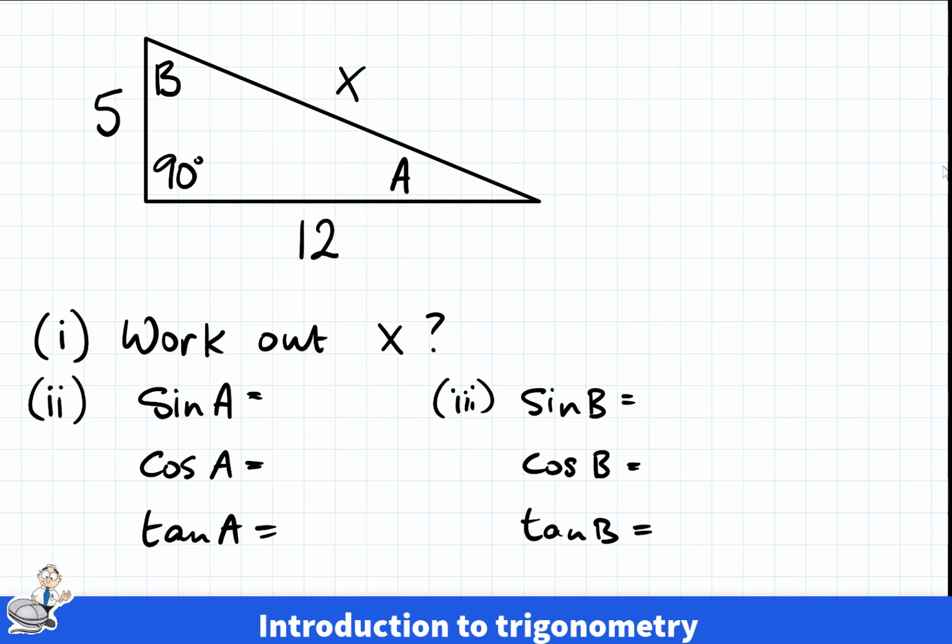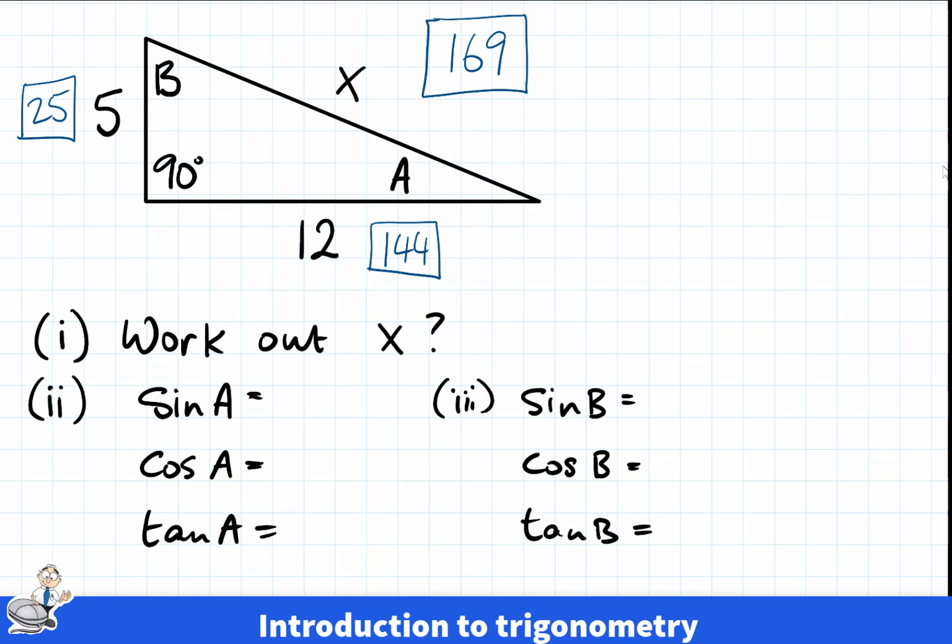First was to work out the side, the length of x. We use Pythagoras' theorem for this. So I'm going to work out the square on 12. 12 12s are 144. The square on 5: 5 5s is 25. The square on the hypotenuse is you add these together. 144 and 25 is 169. So x is equal to the square root of 169, and the square root of 169 is equal to 13. So the answer was x is equal to 13.